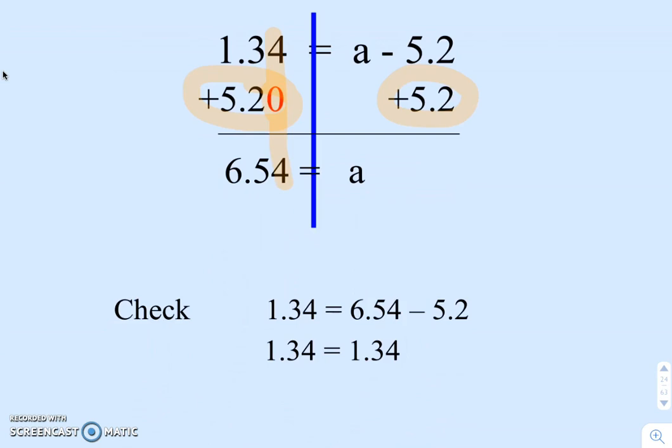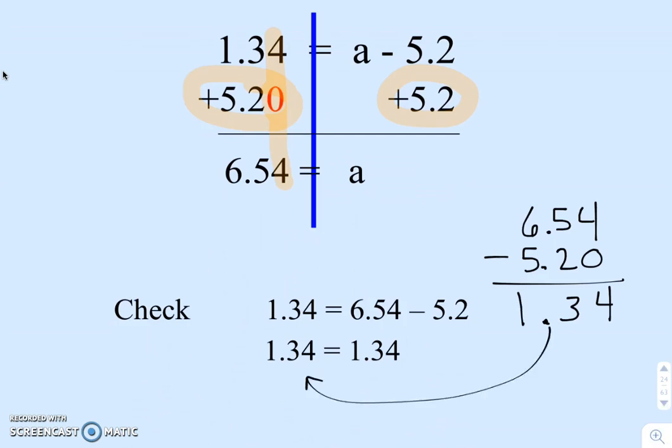To check the work, I need to replace the a with 6 and 54/100. Again, you probably need to do some work on the side to be sure. Don't trick yourself into thinking it's definitely correct without doing a proper check. 4 minus 0 is 4. 5 minus 2 is 3. Bring down that decimal. 6 minus 5 is 1. And yes, 1 and 34/100 is equal to 1 and 34/100.